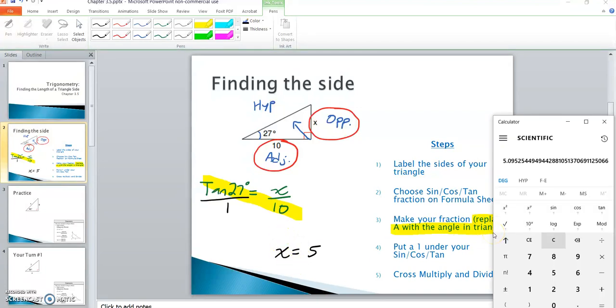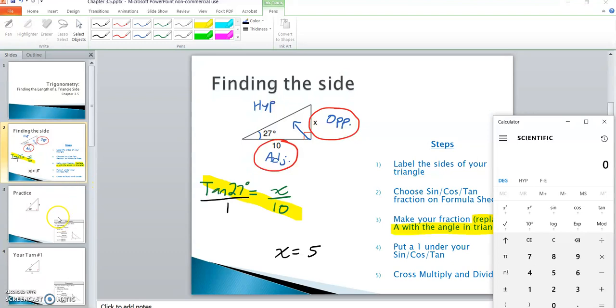A couple things that I want you to notice. When I got my calculator out, I did not use the tan minus 1 that I used in the last section. I just used the tan. And that's going to be what we're using when we're finding the length of a side. The other thing that I want you to notice is that even though it was tan and then the 27, when I used this calculator, I had to put the 27 in first and then click the tan. So I know it's a bit confusing, but once you get into a habit of doing it, it's very easy.